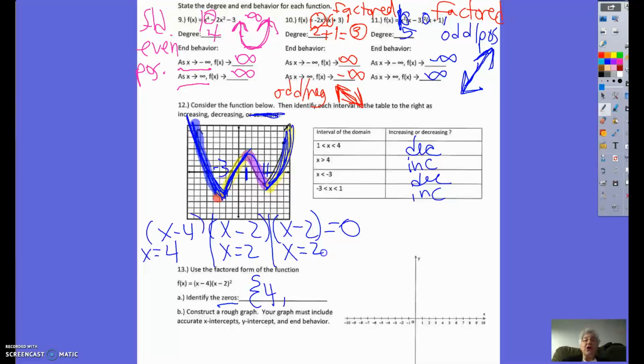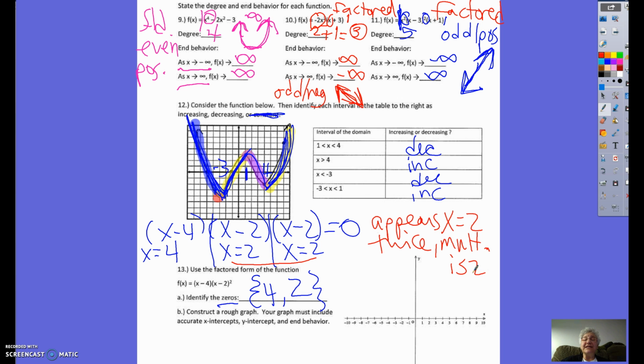And this solution is also x equals 2. So I'm going to list those 2 zeros. Now, these two factors, x equals 2 and x equals 2, appear twice. If x equals 2 appears twice, we say the multiplicity is 2. And what that means is, for our graph, that it's going to touch the x-axis in a very specific way.